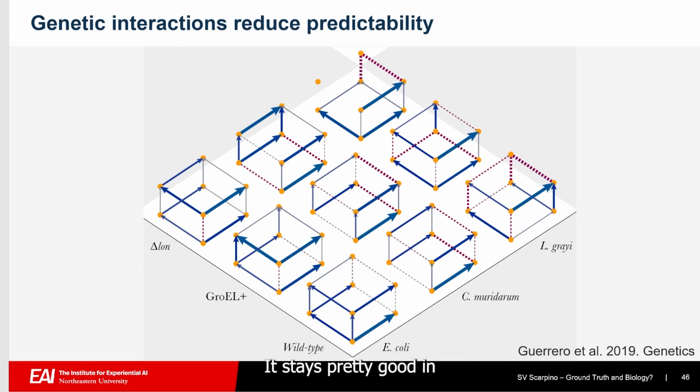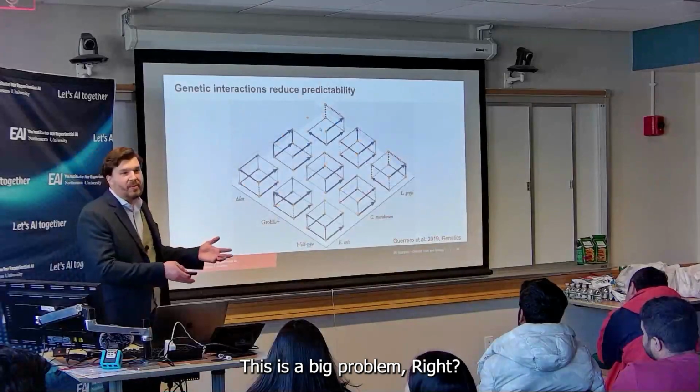It stays pretty good in Clostridium, and then when we put it into Listeria, it actually turns out to have no significant effect. We can look at this one here, which has the largest effect here, positive in Clostridium. If you don't see an arrow here, that means it died, and we actually couldn't measure the growth. This is bad. This is a big problem, right?